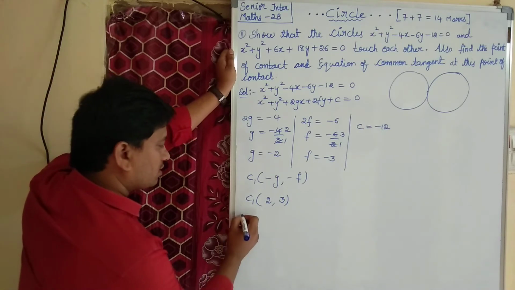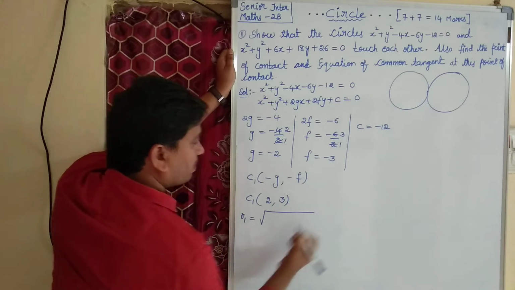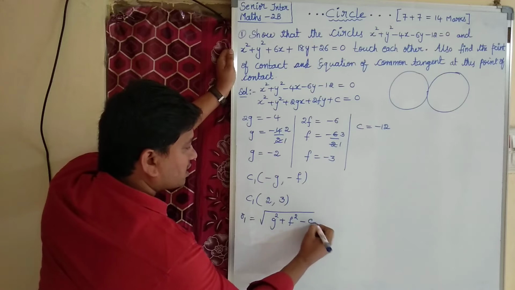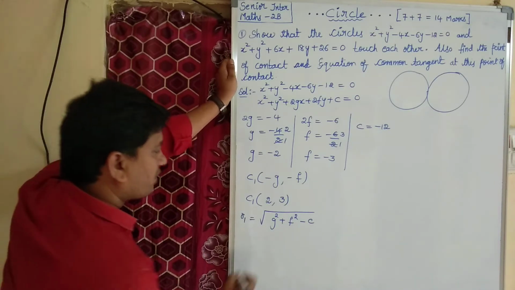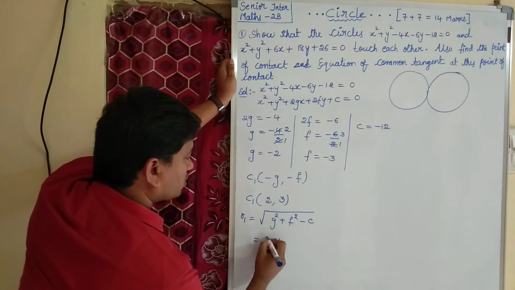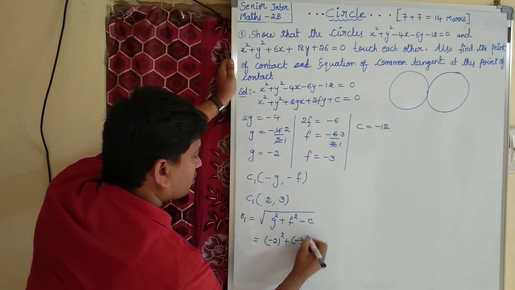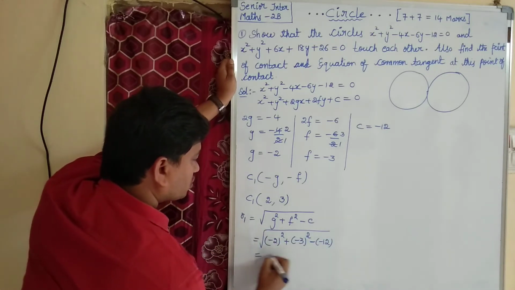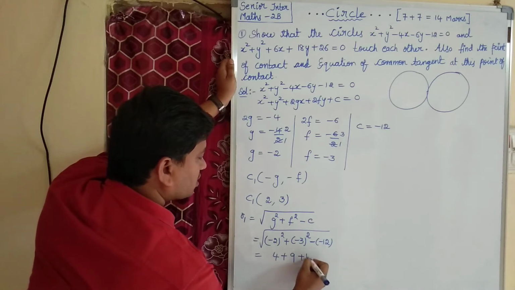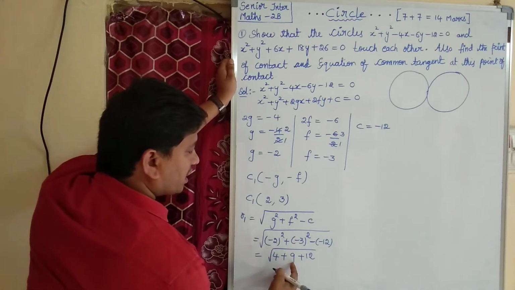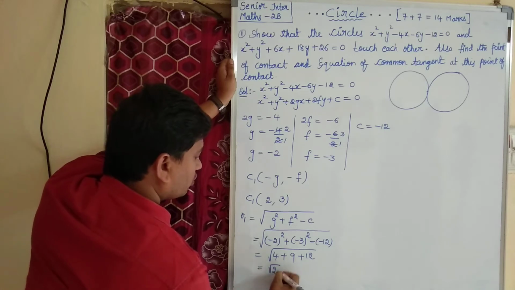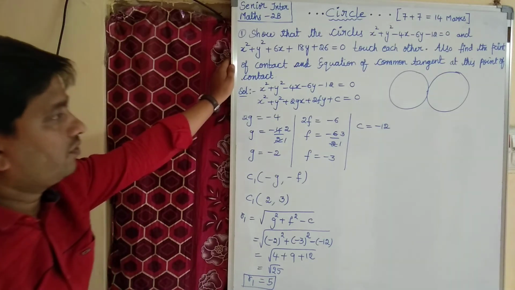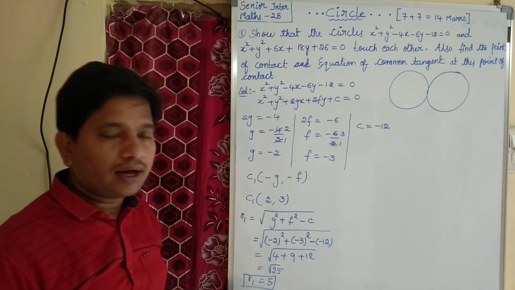Okay, let us find radius. We call it as r1. What is the formula for radius? r equal to root of g square plus f square minus c. The value of g is minus 2 whole square plus f value minus 3 whole square minus of minus 12. So 2 square value 4, 3 square value 9, minus into minus plus. So 4 plus 9 is 13, 13 plus 12 is 25. Root over 25. What is the square root of 25? Which is equal to 5. So we got C1 is 2 comma 3 and R1 is 5.